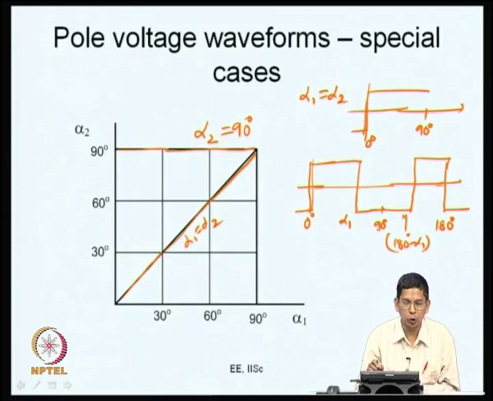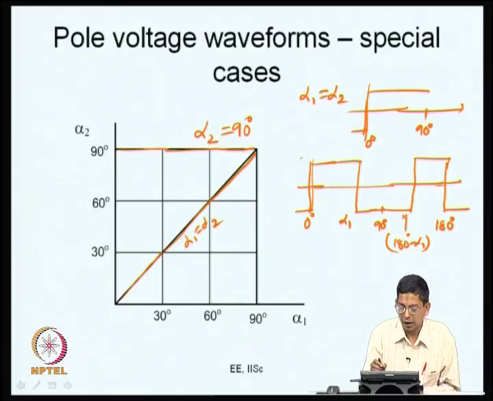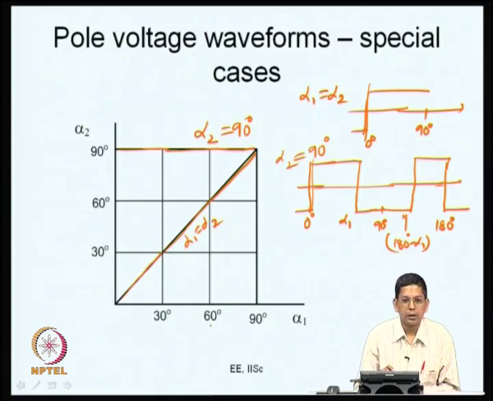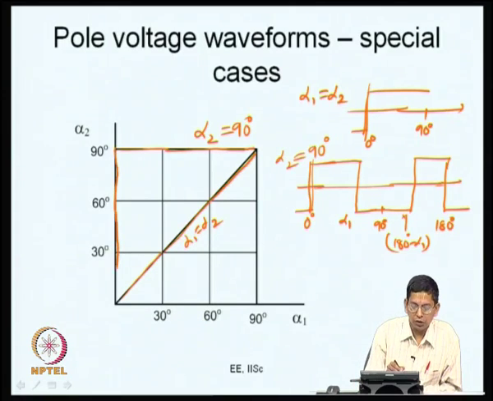So, what happened to alpha 2? Alpha 2 became equal to 180 minus alpha 2 when they are 90 degrees. When alpha 2 is 90 degrees, alpha 2 is the same as 180 minus alpha 2, and one notch has been removed from the original waveform with two switching angles. So, this is one special case. This is how the pole voltage looks when you are operating on the line alpha 2 is equal to 90 degrees.